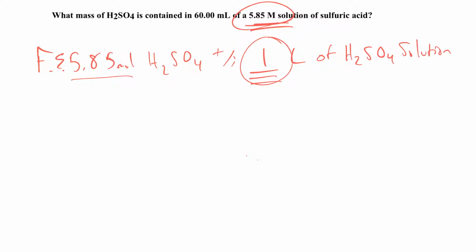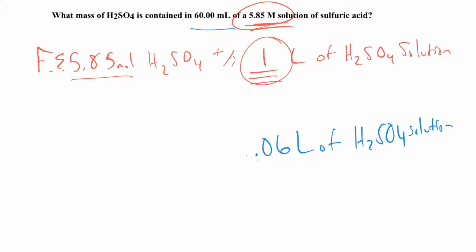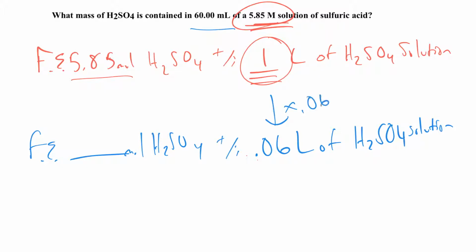Okay, well, and then I can say, okay, well, I didn't make 1 liter. I made 0.06 liters of H2SO4 solution. So for every blank moles of H2SO4, I'm going to go from here to here. It's times 0.06. So it's about 6% of this number. And this comes out to be somewhere around 0.35, let's say, moles of H2SO4.